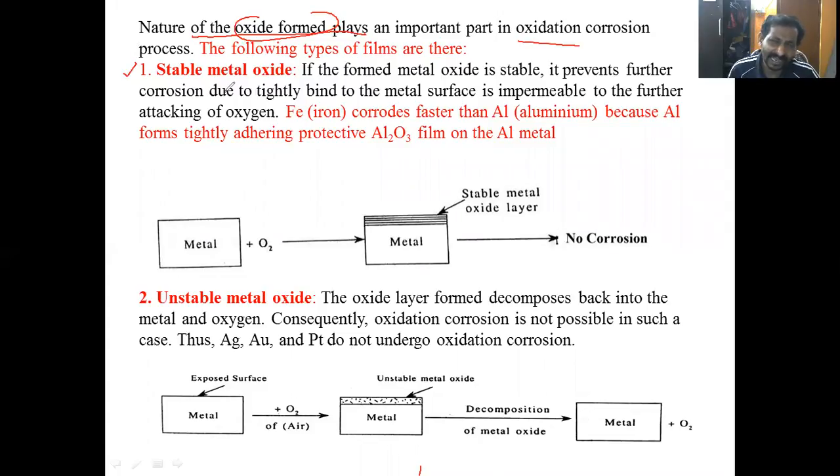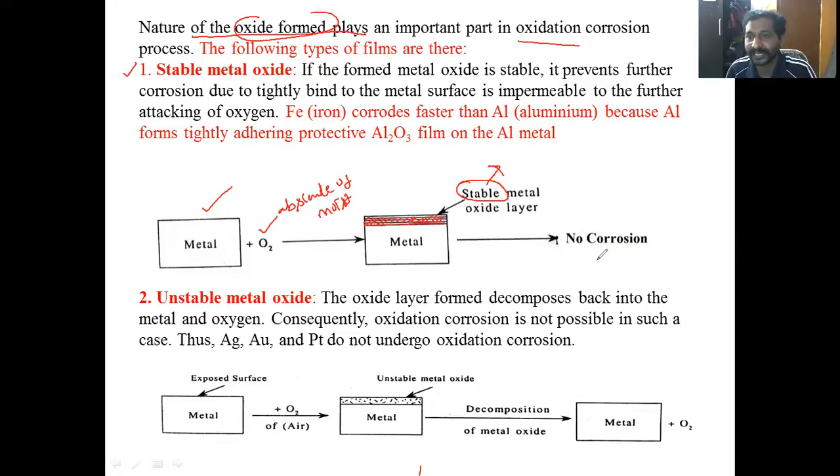Here I will explain this clearly. This is the metal. Any metal reacts with oxygen, either at higher temperature or lower temperature, in the absence of moisture, to produce the oxide layer. Here, these lines are the oxide layer. So that oxide layer is stable. If the oxide layer is stable, remember that the obtained oxide layer on the metal surface is stable.